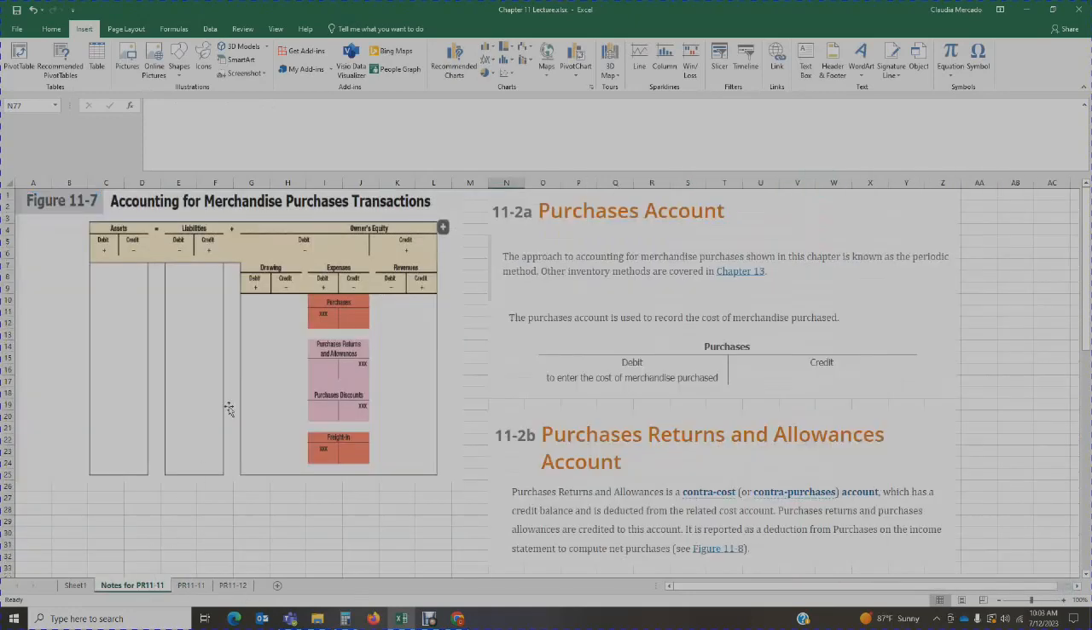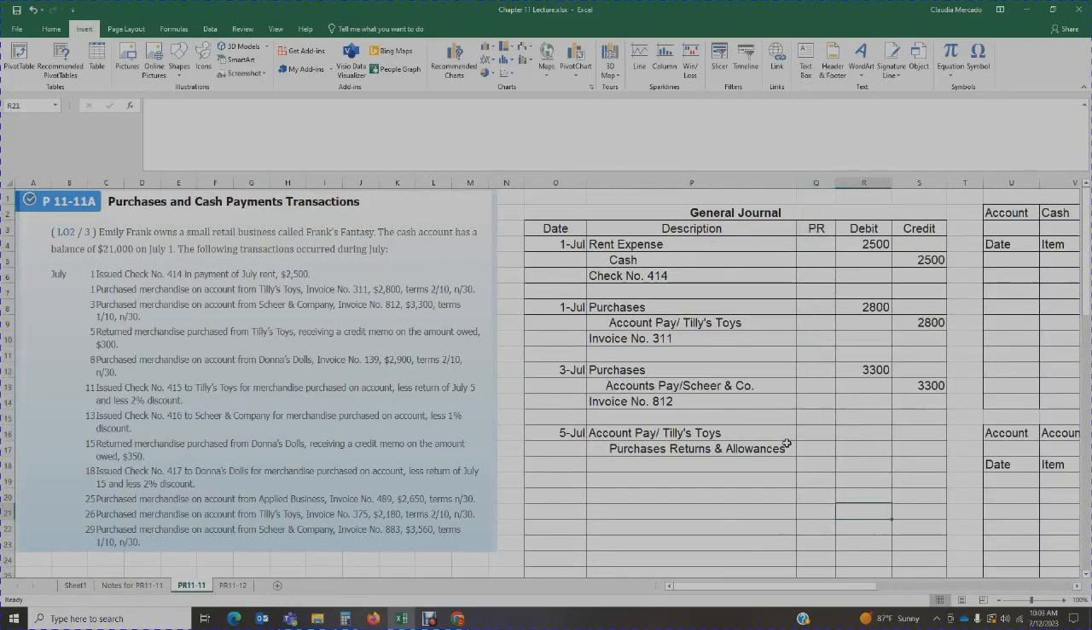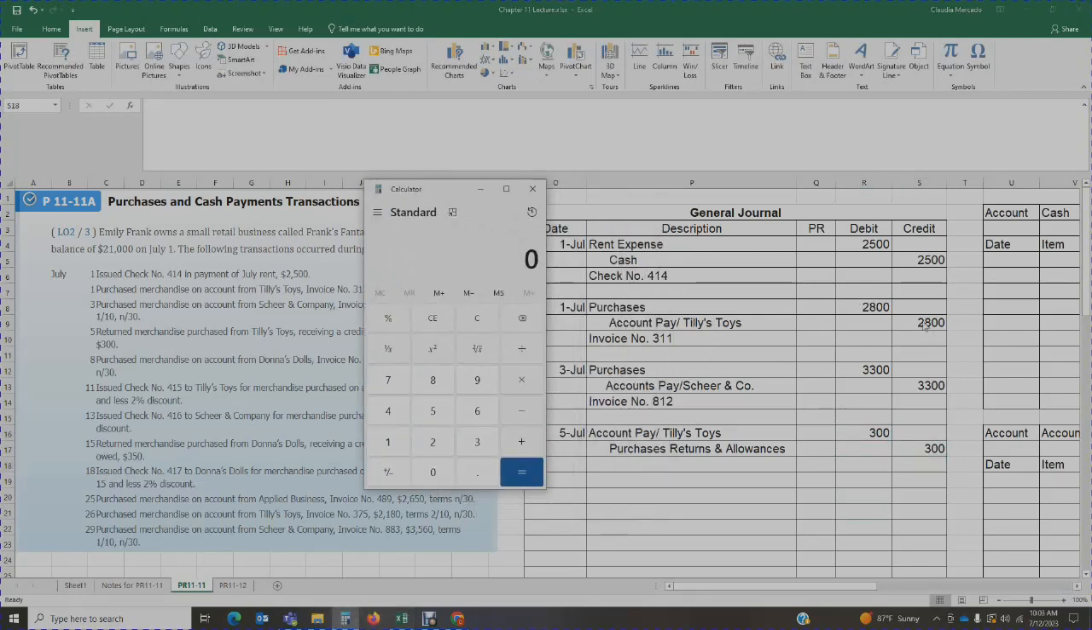So remember, purchases, returns, and allowances, credit. The amount of the return, according to the transaction, is $300. So my accounts payable is going to be debited $300 and my purchases returns is going to be credited $300. If you can see here, my accounts payable, I used to owe $2,800 to Tilly's Toys. And then I made a return. Now I have a debit to my accounts payable of $300. That means that now I only owe Tilly's Toys $2,500.